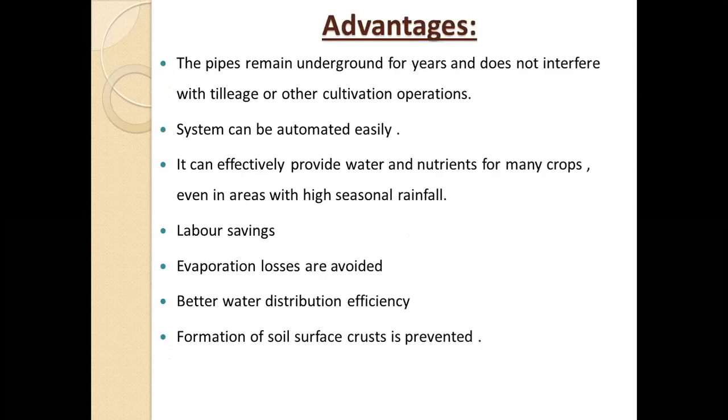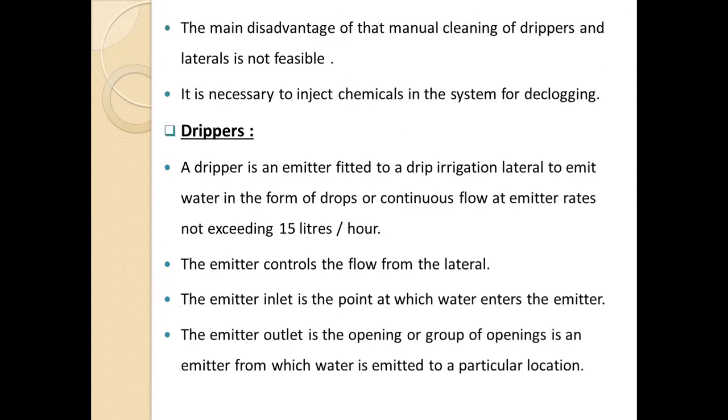Advantages: the pipes remain underground for years and do not interfere with tillage or other cultivation operations. Systems can be automated easily. It can effectively provide water and nutrients for many crops even in areas with highly seasonal rainfall. Labor savings, evaporation losses are avoided, better water distribution efficiency, and formation of soil surface crust is prevented. The main disadvantages are that manual cleaning of drippers and laterals is not feasible. It is necessary to inject chemicals into the system for declogging.